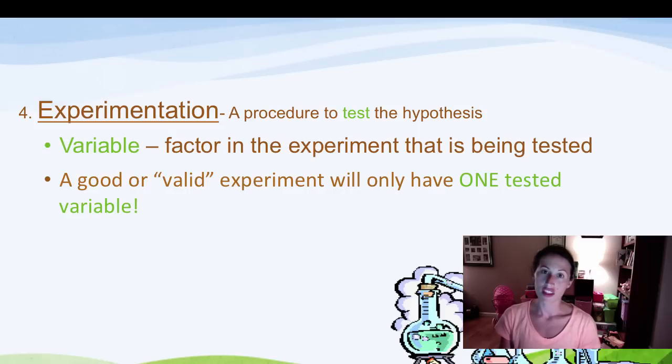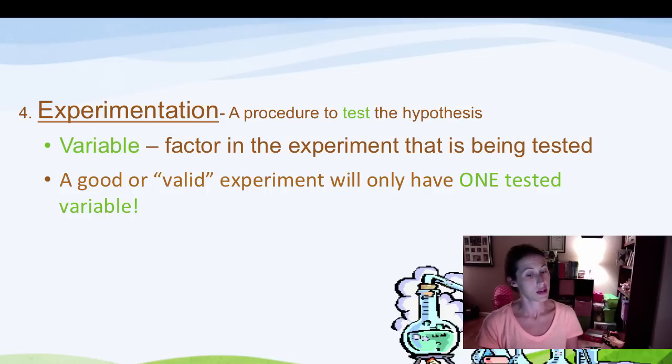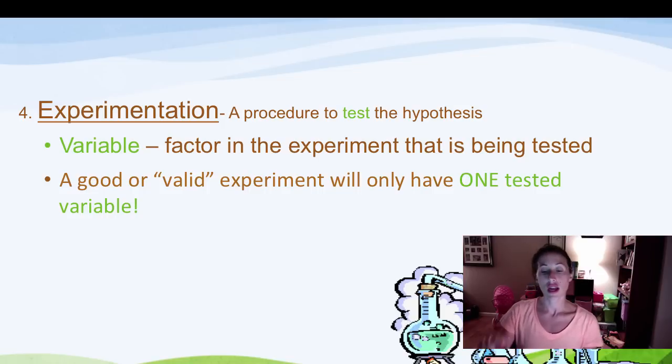After you've created your hypothesis, the next step is to create an experiment. You need to make sure that it is in detail, and the whole purpose of the investigation is to make sure that your hypothesis is right. When we test, we have to look at variables, and variables are factors in the experiment that are being tested. A good experiment is only going to have one tested variable, just one. You can test multiple variables through multiple experiments, but each experiment is only going to have one major variable. We'll come back to variables in just a second.